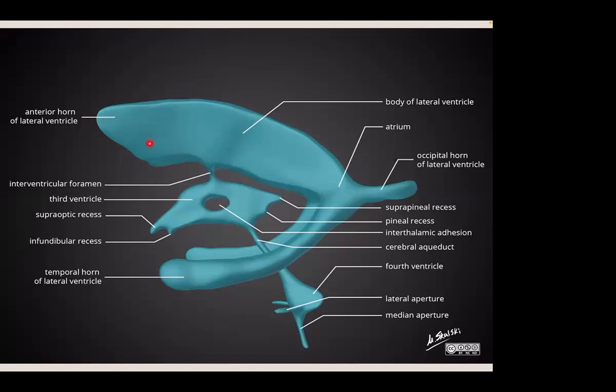Lateral ventricle, anterior horn of the lateral ventricle, body of the lateral ventricle, atrium, occipital horn, and it is inferior or temporal horn. And this is the third ventricle, which is connected to the lateral by interventricular foramen, two interventricular foramen on each side. This is the third, and this is an interthalamic adhesion in central, and it's connected to the fourth ventricle by cerebral aqueduct. And as we said, we have two lateral apertures and a median aperture.